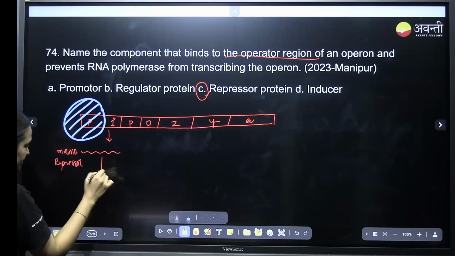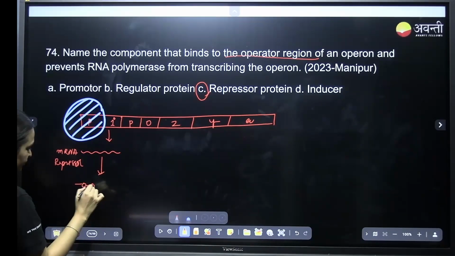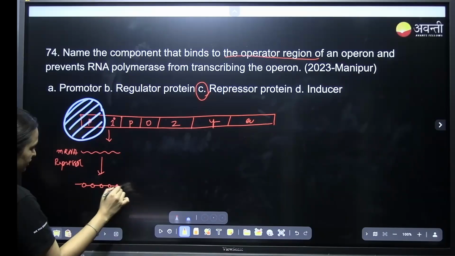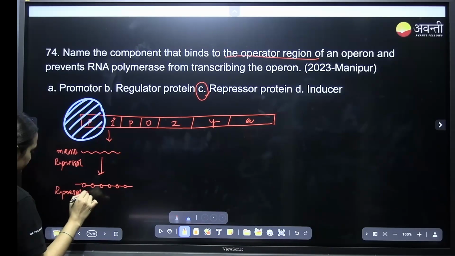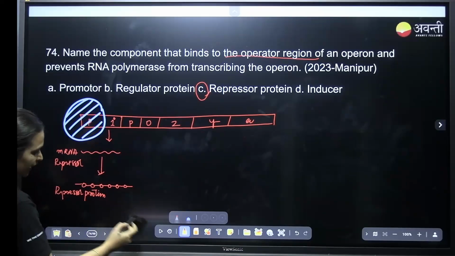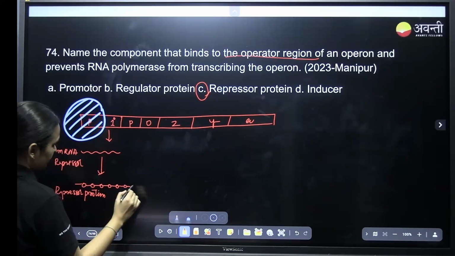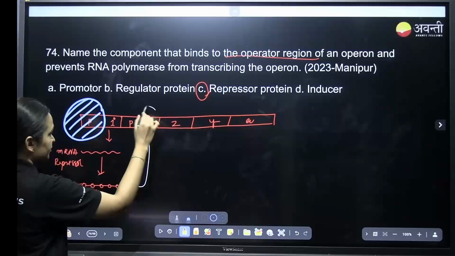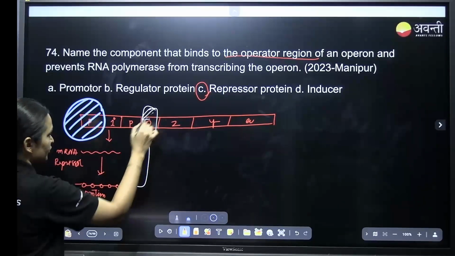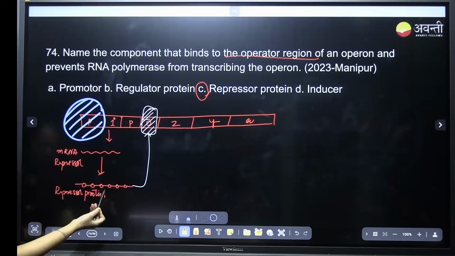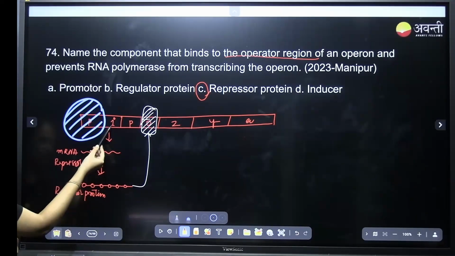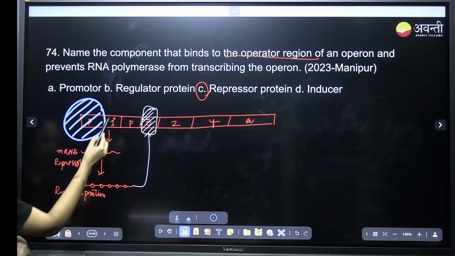Okay, this will be translated to the protein of the repressor. You call it the repressor protein. Understanding? This repressor protein, what happens? It goes here and binds to the operator region like this. Understanding? This protein, which is from this gene, that is the inhibitor gene. This is the inhibitor gene.